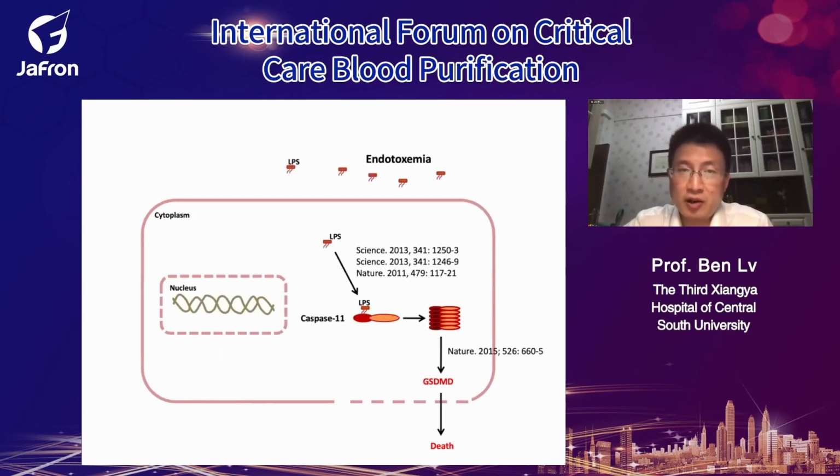We found LPS has another receptor in the cytosol. The TLR4 receptor is the first identified LPS receptor, for which Bruce received the Nobel Prize. In the meantime, scientists discovered a second receptor for LPS inside the cytosol, and this protein is called caspase 11. When engaged by LPS, it activates its substrate gasdermin D, and gasdermin D, when cleaved by caspase 11, can form a nanopore on the cytoplasmic membrane, and this causes lytic cell death. It's basically like necrosis.